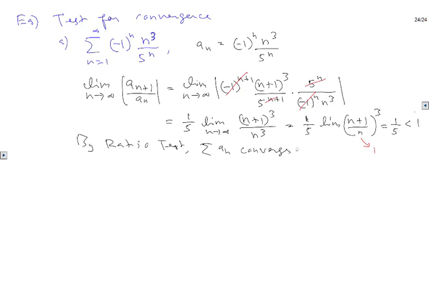Okay, actually it converges absolutely. That implies converges, so we can just say converges. Okay, so you can see that's the whole calculation. So let's do one more problem.